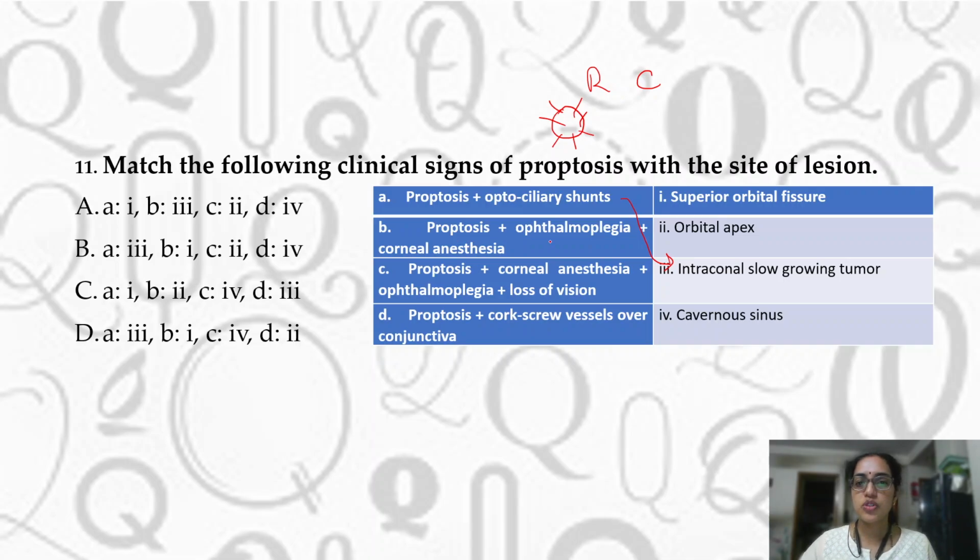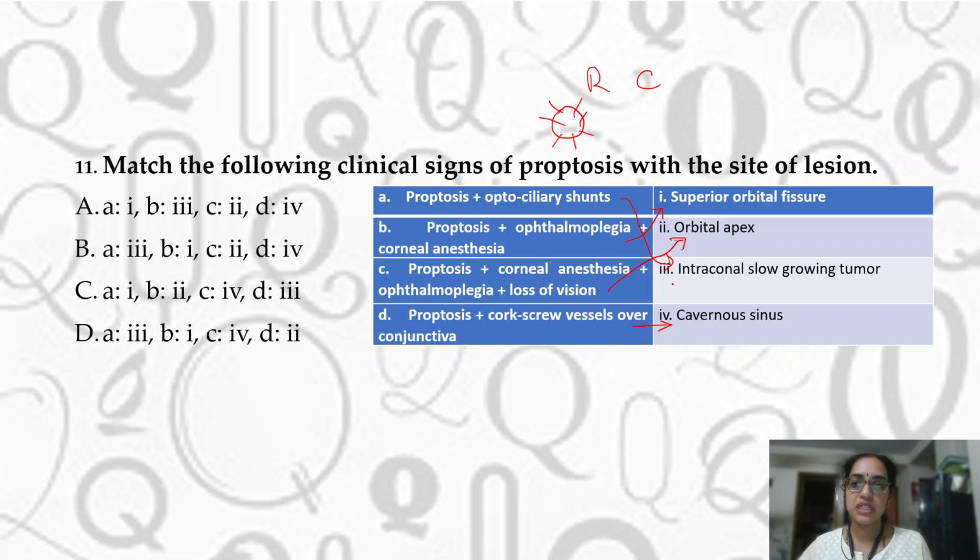Okay. Proptosis with ophthalmoplegia with corneal anesthesia. We have discussed this. This is superior orbital fissure syndrome. Proptosis with corneal anesthesia, with ophthalmoplegia, with loss of vision: we localize the lesion to the orbital apex. Okay, the last one is proptosis with corkscrew vessels over the conjunctiva. It's usually seen in cavernous sinus or carotid-cavernous fistula. So this is the right answer.